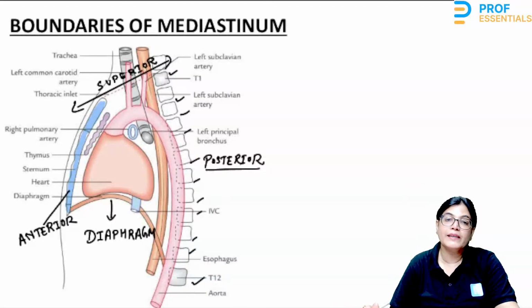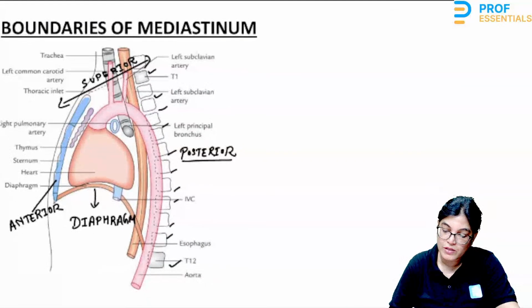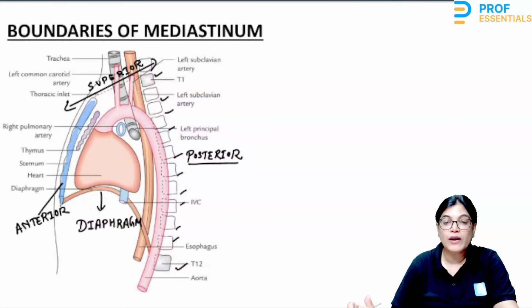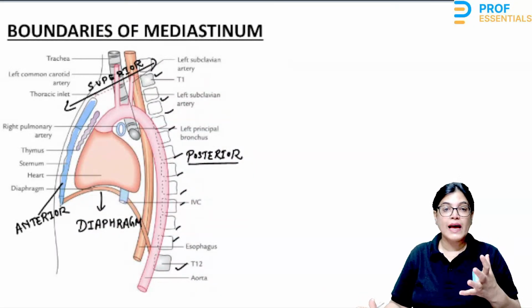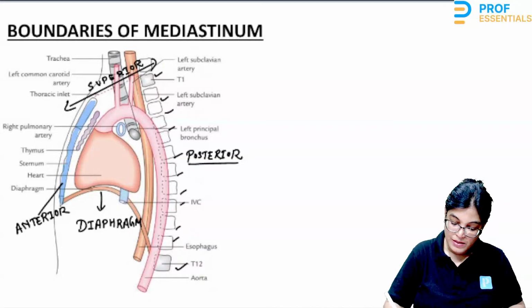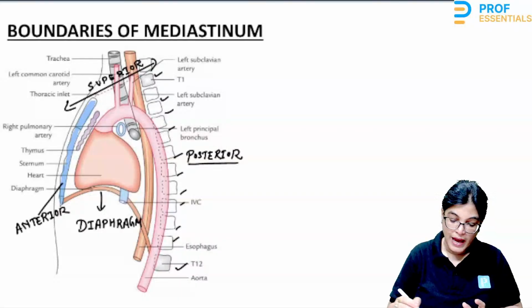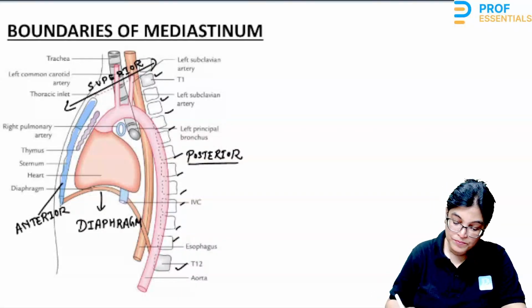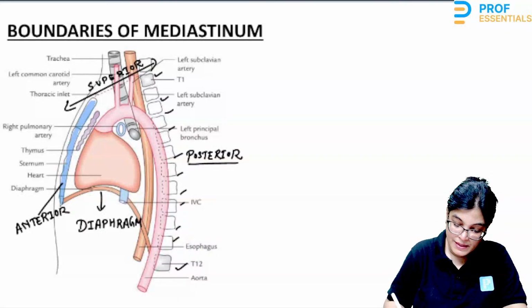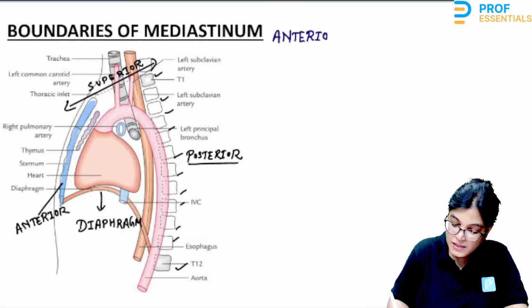So let's define the boundaries of the mediastinum. I would like to write the boundaries. What is lying on the anterior aspect? I have already shown you the important structures in this image, and please tabulate them together. Boundaries of the mediastinum: anteriorly, on the anterior aspect, it is bounded by the sternum.